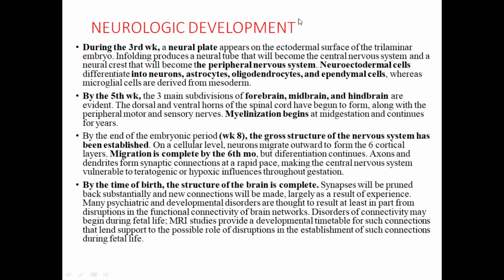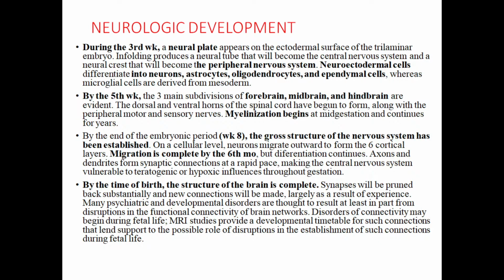I just fix some key points. You also can write only key points. By the fifth week, the three main subdivisions of forebrain, midbrain, and hindbrain are evident. The dorsal and ventral horns of the spinal cord have begun to form, along with peripheral motor and sensory nerves. Myelination begins at midgestation and continues for years.